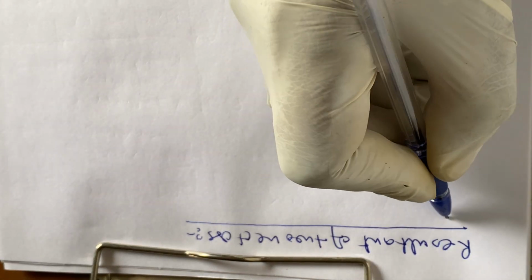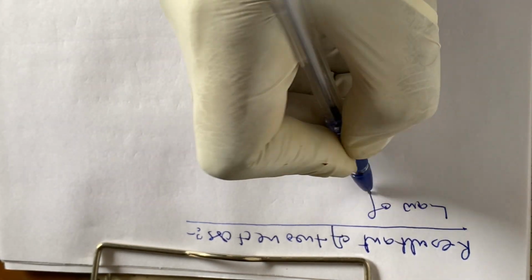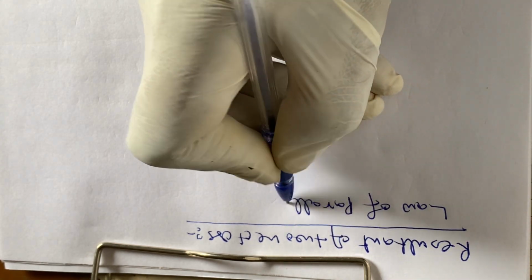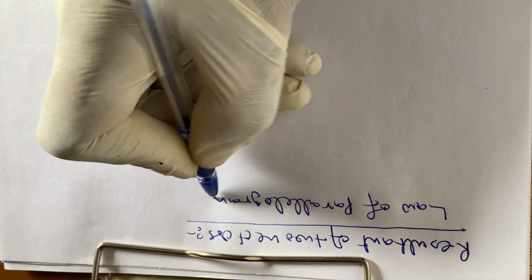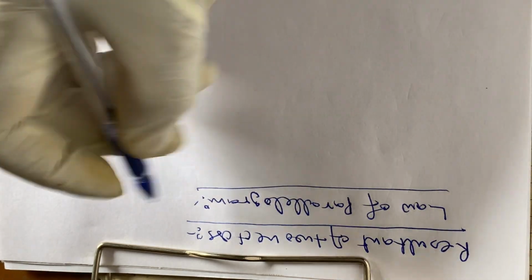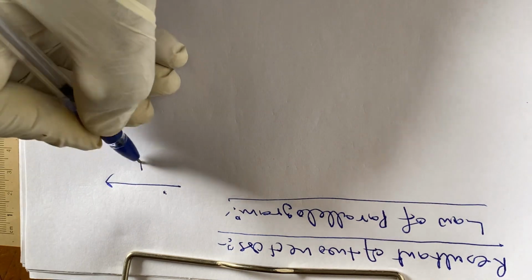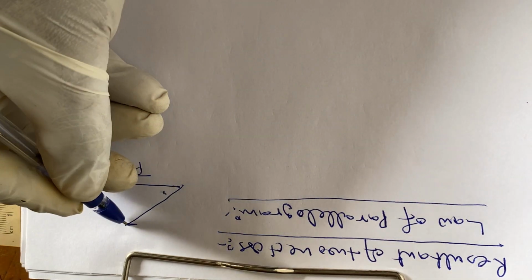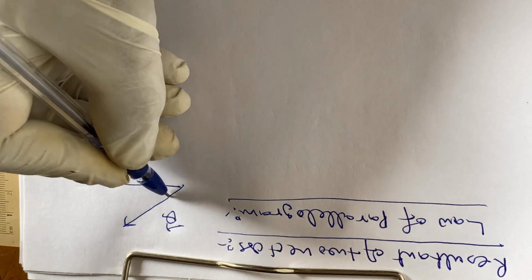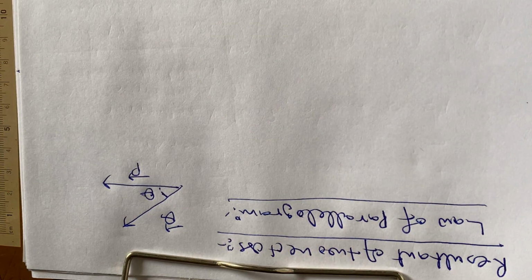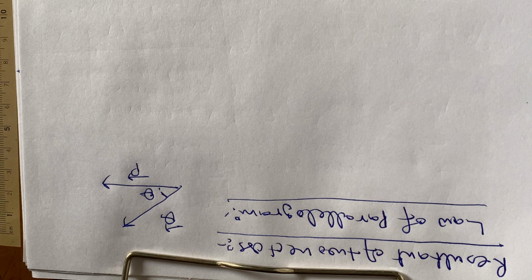In this video, I'm going to discuss how to find the resultant of two vector quantities. For this, we use a law called the Law of Parallelogram. And what is the Law of Parallelogram? Let us say there are two vectors, vector P and vector Q, inclined at angle theta, and we wish to find the resultant of these two vector quantities.